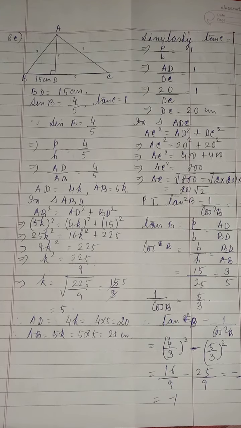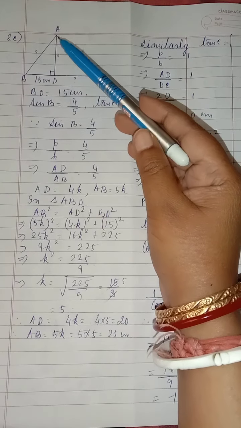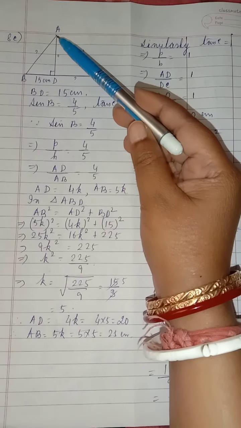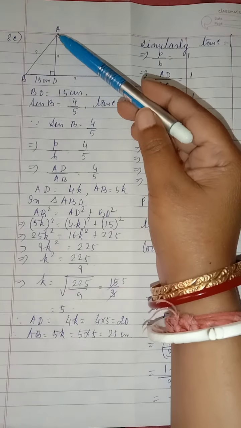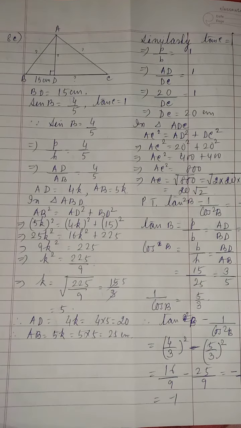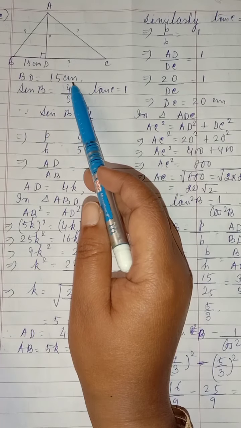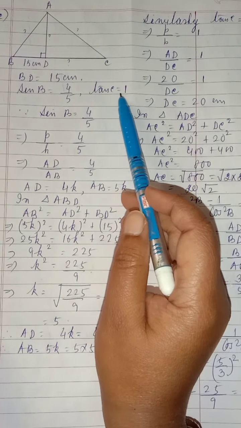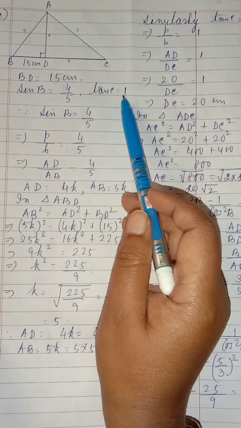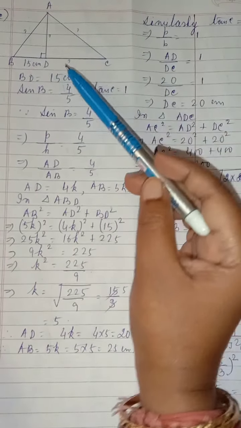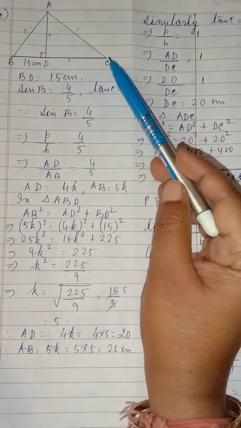This is another question. Here a diagram is given and you can see this is a triangle ABC and AD is perpendicular to BC. This is the angle 90 degree. So here what you have to find: BD is equal to 15 centimeter given, and sin B equals 4 by 5, and tan C is also equal to 1 given. And you have to find the measure of these unknown sides, that is AB, AD, DC and AC.